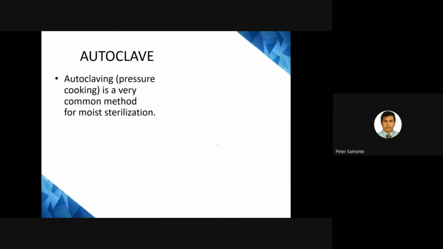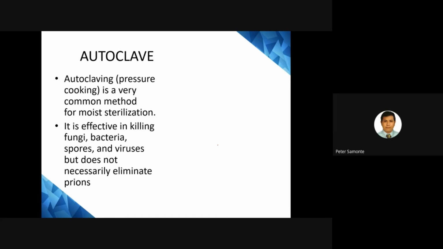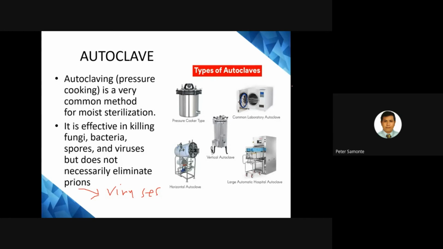Now, let's proceed to the autoclave. Autoclaving, also known as pressure cooking, is a very common method for moist sterilization. It is effective in killing fungi, bacteria, spores, and viruses, but does not necessarily eliminate prions. Whenever you encounter the word prions, class, remember to associate them with viruses. These are the types of autoclave: the pressure cooker type, a common lab autoclave, a vertical autoclave, a horizontal autoclave, and a large automatic hospital autoclave. In your lab, in your future internship, you would encounter the vertical autoclave a lot.